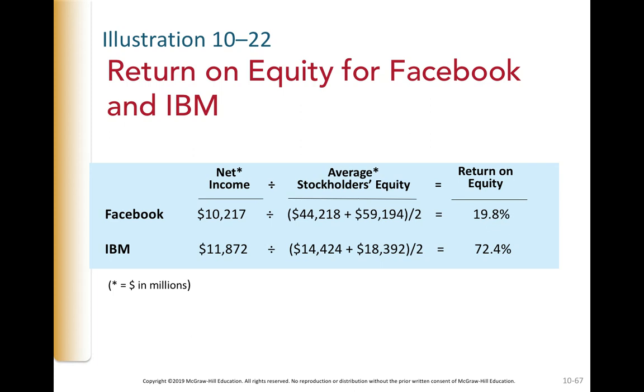So let's calculate the return on equity for both Facebook and IBM. You're going to take net income divided by average stockholders' equity to get your return on equity. Facebook has a return on equity of 19.8%. IBM has a return on equity of 72.4%.